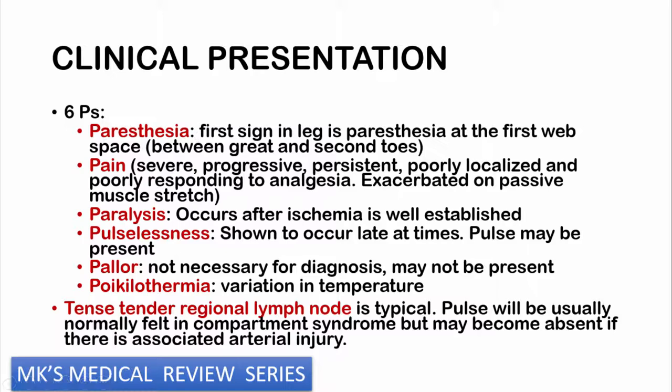So the pulse may be present. Like I already told you, the presence of a pulse does not necessarily rule out compartment syndrome. You may get pallor, which is not necessary for a diagnosis. So some people may not consider this, as it may not be present. In some cases, you may get erythema. Then you may also get poikilothermia, which is a variation in the temperature. Sometimes you may get tense, tender regional lymph nodes, which is really typical. And the pulse will usually be normally felt in compartment syndrome, but it may become absent if there is any associated arterial injury, a point which I already explained earlier on.